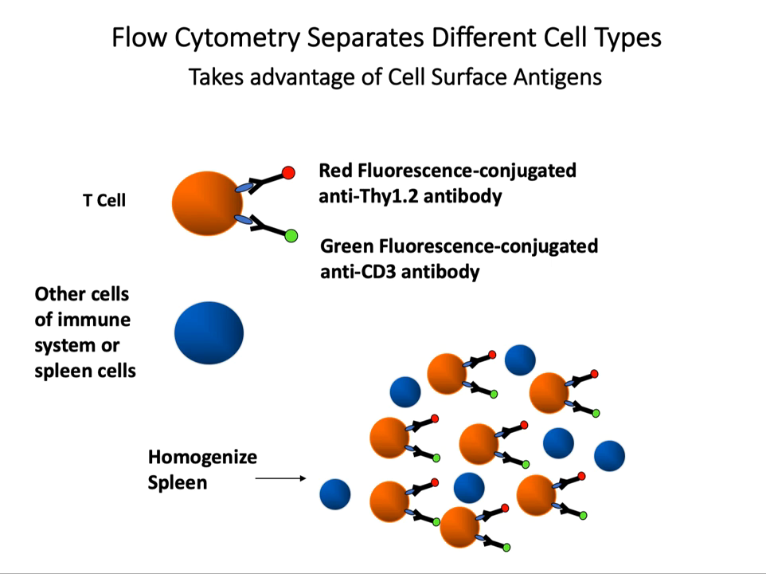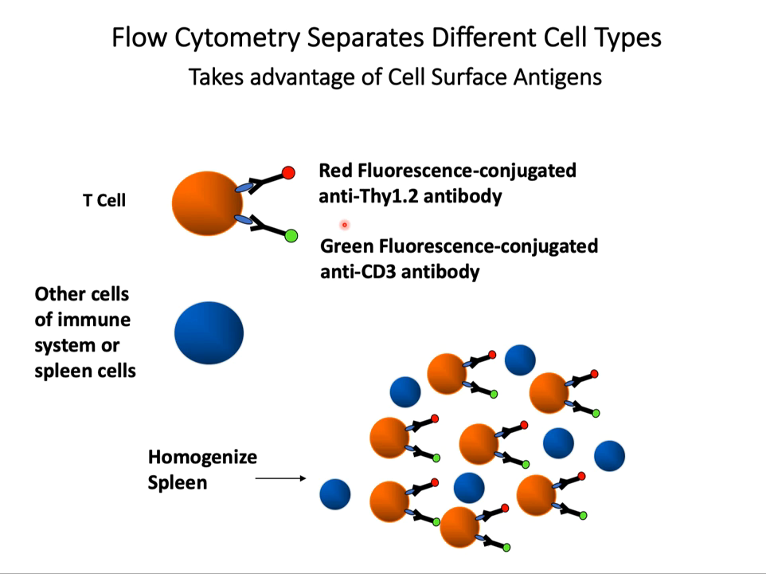Flow cytometry takes advantage of proteins that are on the surface of the cells of interest. For example, say you are interested in studying the T cells from the spleen. The T cells have on their surface two proteins, say Thy1 and CD3. These two surface proteins are unique to the T cells and are not found on the surface of other cells of the spleen. So flow cytometry exploits this uniqueness to isolate T cells from this heterogeneous cell population of the spleen.